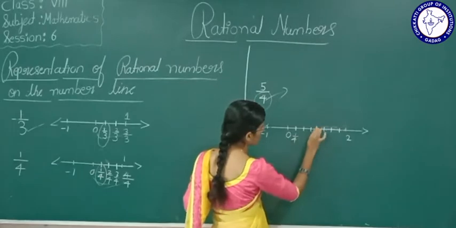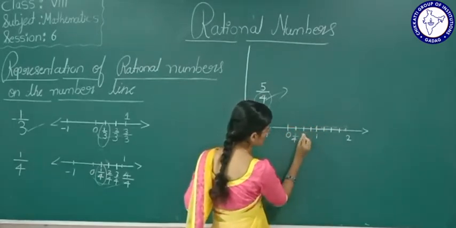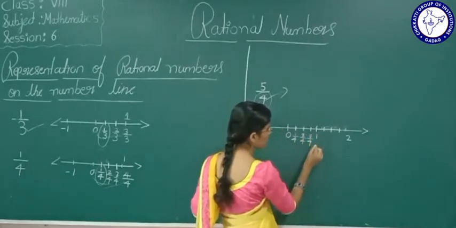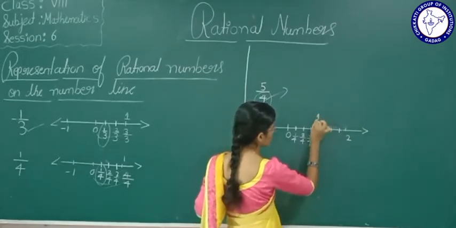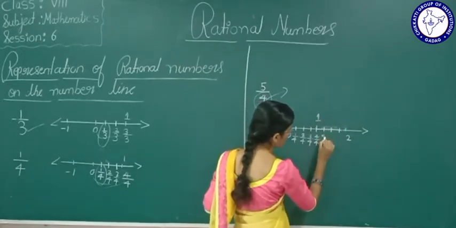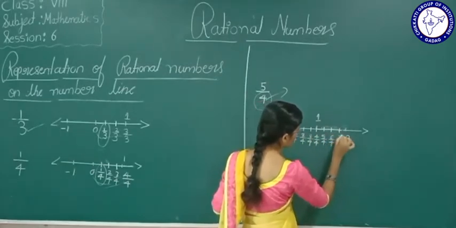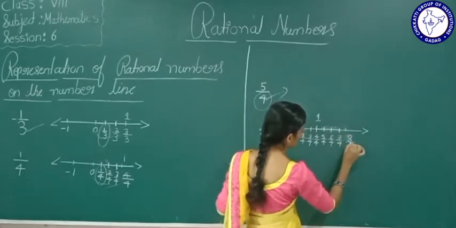Out of 4, one part I consider. This will be 2 by 4. This will be 3 by 4. 4 by 4 is nothing but 1. Yes. This will be 5 by 4. This will be 6 by 4. This will be 7 by 4. 8 by 4 is nothing but 2.